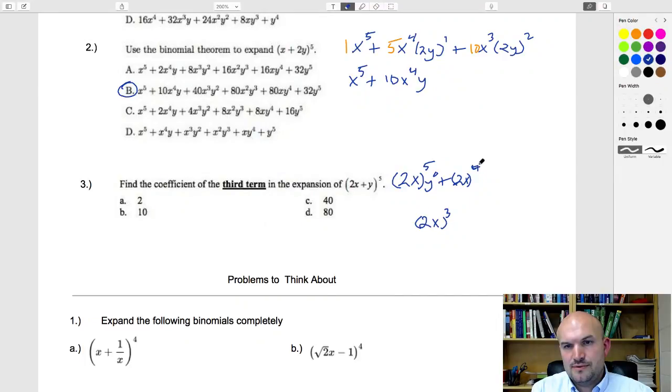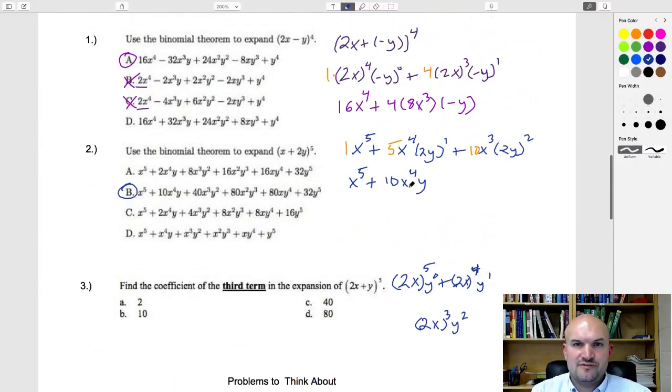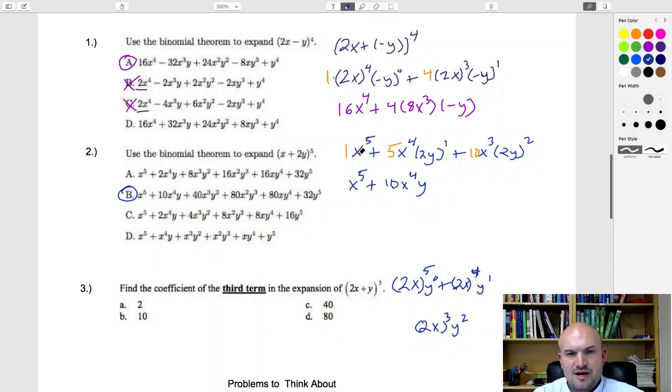This would be y to the first, so therefore this would be y squared. And now I just need to remember this is to the fifth power. My third term is going to be, coefficient will be 10.